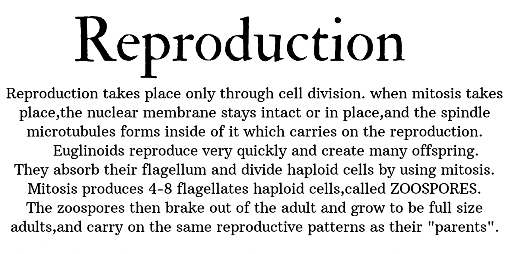Euglenoids reproduce very quickly and create many offspring. They absorb their flagellum and divide haploid cells by using mitosis. Mitosis produces 4 to 8 flagellate haploid cells called zoospores. The zoospores then break out of the adult and grow to be full size adults and carry on the same reproductive patterns as their parents.